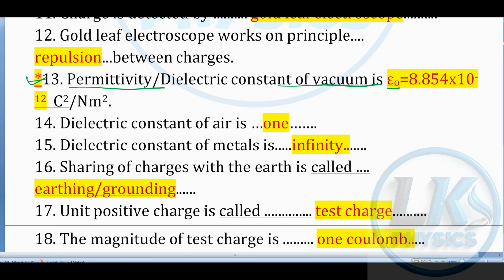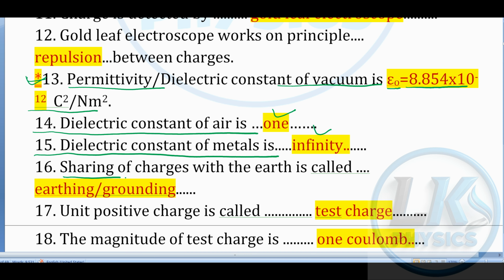This is epsilon naught, 8.854 into 10 raised to power minus 12 coulomb square per Newton meter square. The dielectric constant of air is 1. The dielectric constant of metal is infinity. And the sharing of charges with the earth is called earthing or grounding.